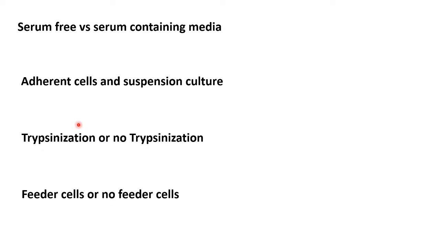Reason? In the body they require the support. Melanoma cells require the support. Oral cancer cells require the support. Lung cancer cells require the support. T cells don't require the support because they are present in the blood. They can grow in suspension culture. B cells can grow in suspension culture. Dendritic cells require support, so they will be growing as adherent culture. Macrophages, adherent culture. Monocyte, suspension culture.